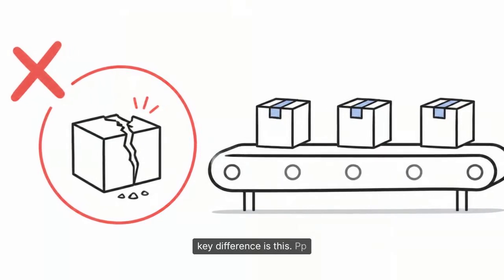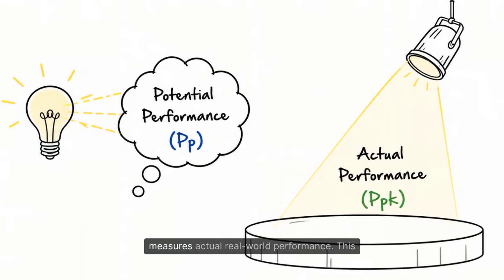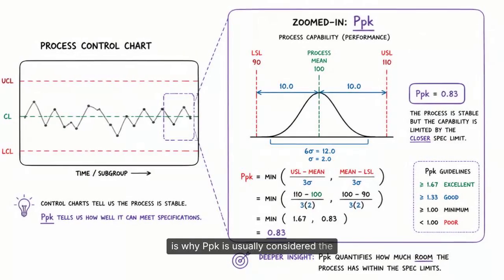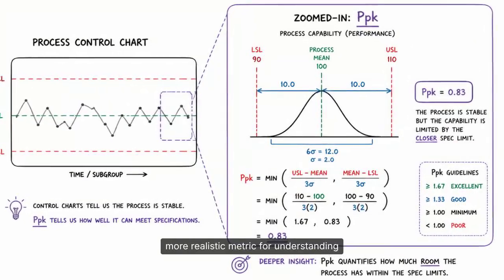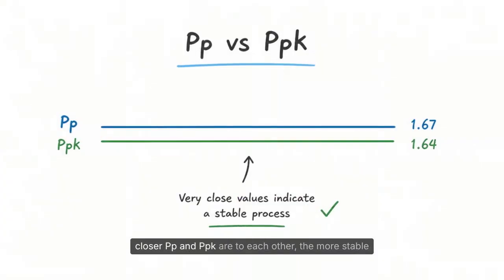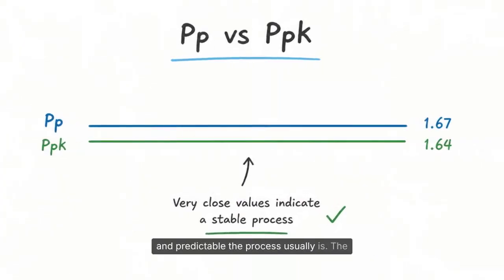The key difference is this. PP measures potential overall performance. Ppk measures actual real-world performance. This is why Ppk is usually considered the more realistic metric for understanding how a process behaves over time. The closer PP and Ppk are to each other, the more stable and predictable the process usually is.